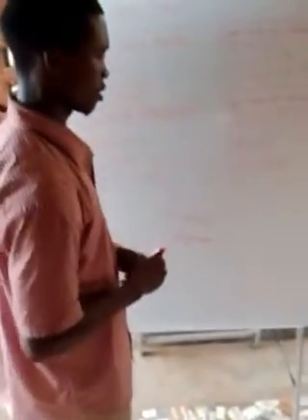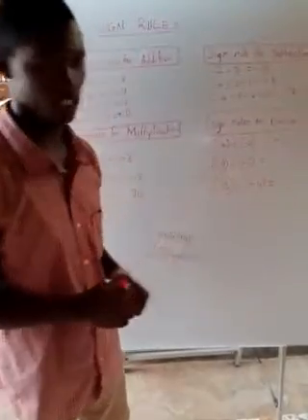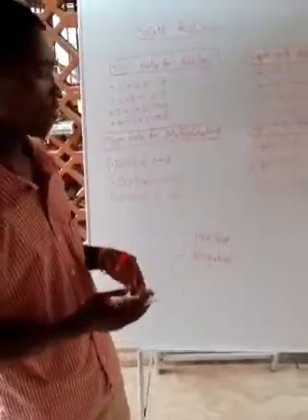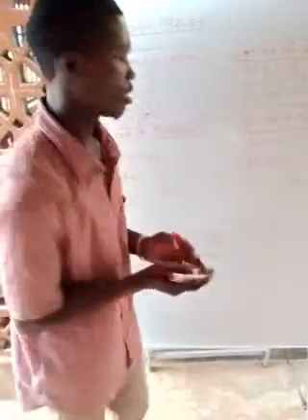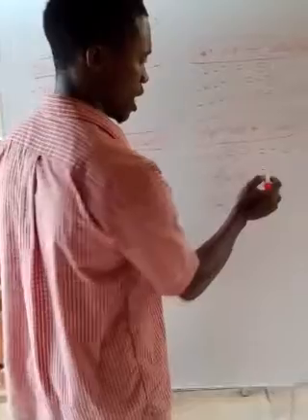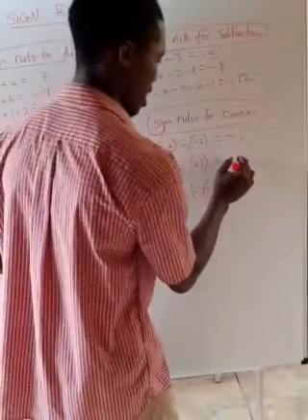Next question. The next question says minus 9 divided by plus 3. First, we say according to the division rule, or the sign rule for division, it says that if the signs are different, then your answer will be negative. And we say negative means minus. So that means minus divided by plus is minus. 9 divided by 3 is 3.